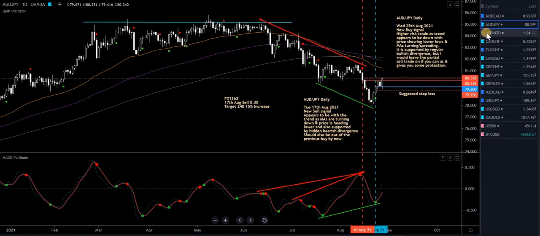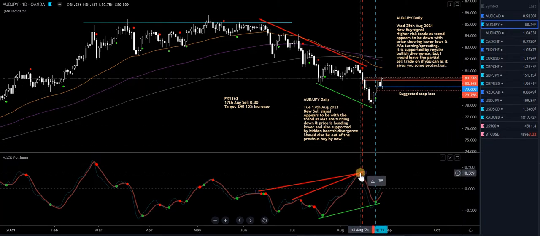Aussie Japanese yen. Now we've had a couple of trades on here. This is where you do look to the left. The previous trade was this sell here, which I've left on still. The trend is starting to turn to the downside. So I took this buy here, which is a high risk trade. So I already closed half of this sell trade.